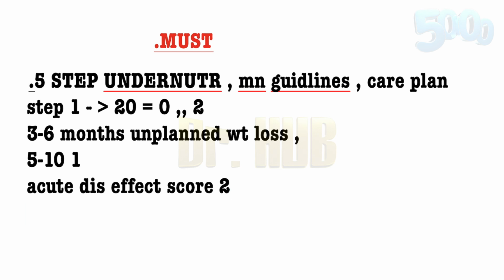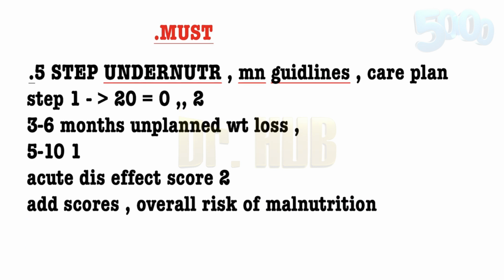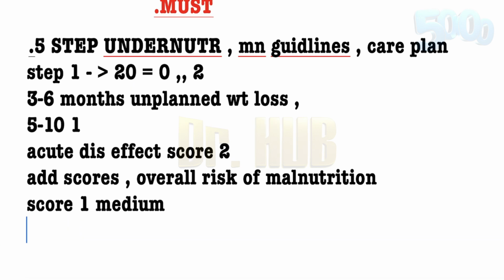Then moving on, step 4 is the overall risk of malnutrition. You add the scores together to calculate the overall risk of malnutrition. The score will be 0 for low risk, 1 for medium risk, and 2 or more for high risk. So it increases as per the numbering. Next we move on to step 5.